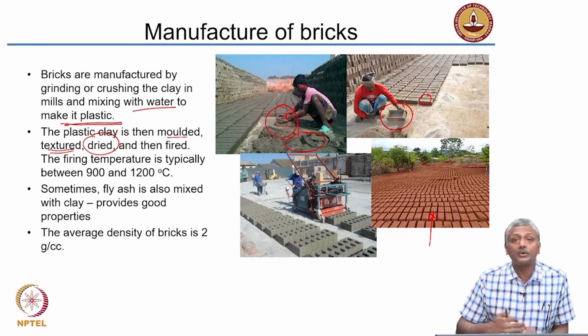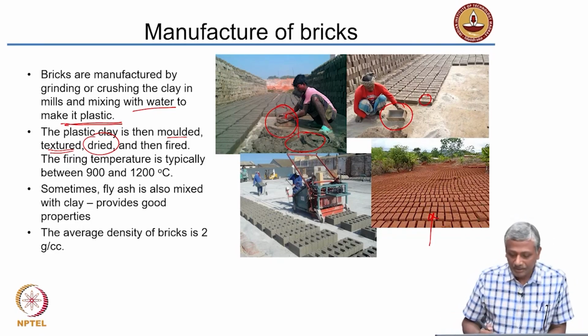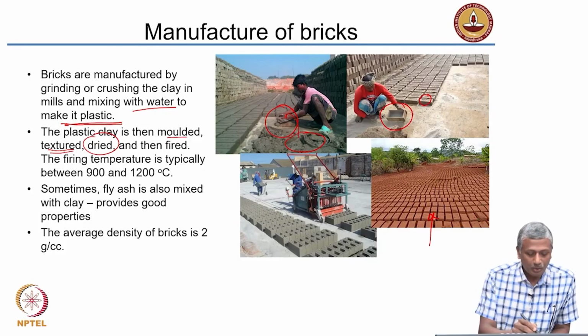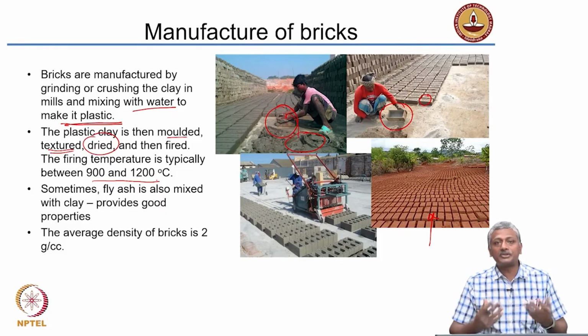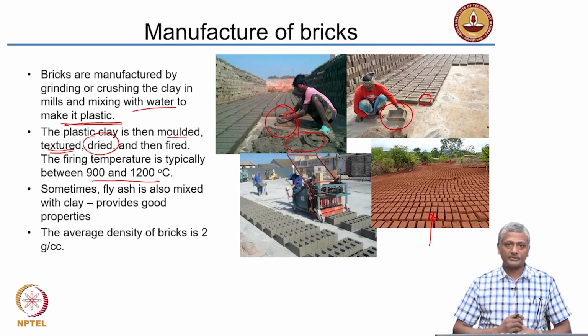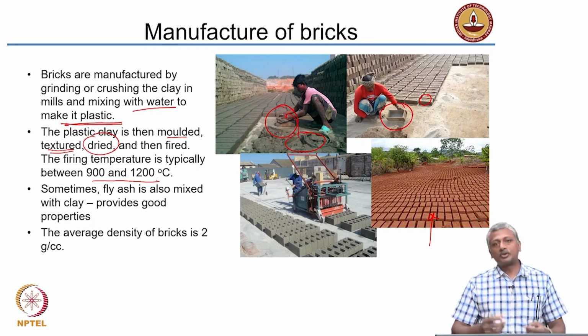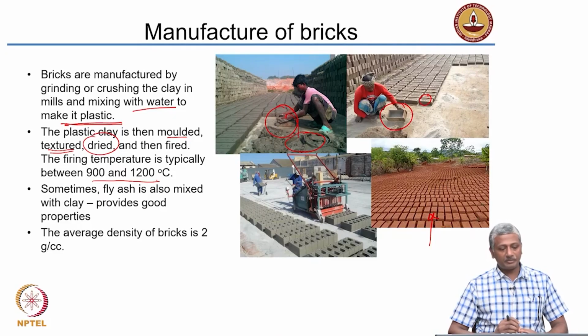All the bricks are lying out in the open and drying. Okay. Now, after drying, what do you do? You need to fire it at a high temperature, typically between 900 and 1200 degrees Celsius. So, at that temperature, the fusion of the particles, which is called sintering, actually happens. Okay. And then you have your bricks available for use in building.